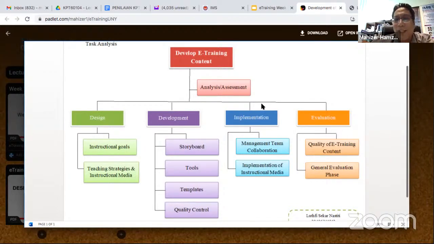Unit 3 is implementation, and the learning outcome may be managing team collaboration, and how to implement teaching using instructional media. These are the things that you have come out with in your task analysis that help you to develop your training content.